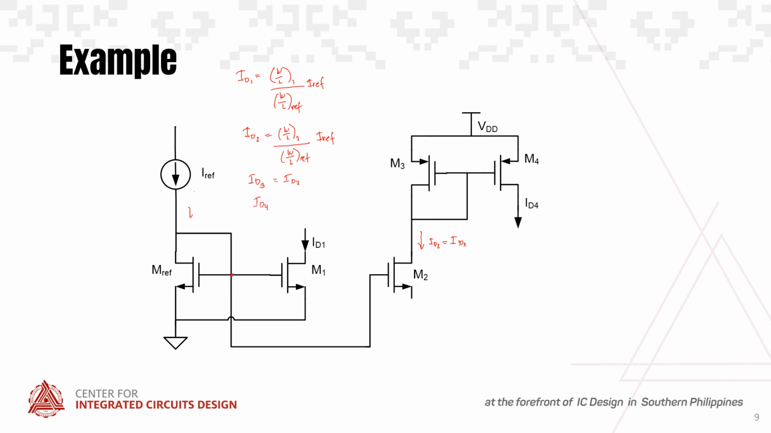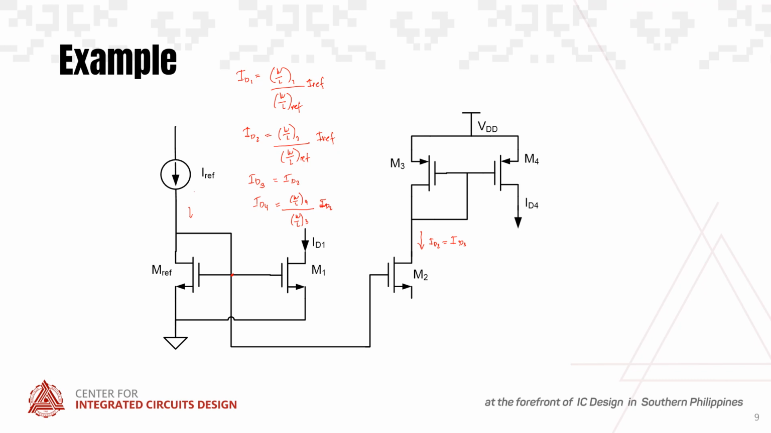Okay, how about ID4? This M3 serves as the reference for M4 in a current mirror. So the ID2 or ID3 is our new reference. So ID4 is equal to (W/L)4 over (W/L)3 times ID2. Since ID2 and ID3 are equal, we can say ID2.